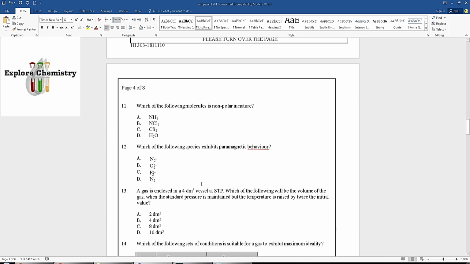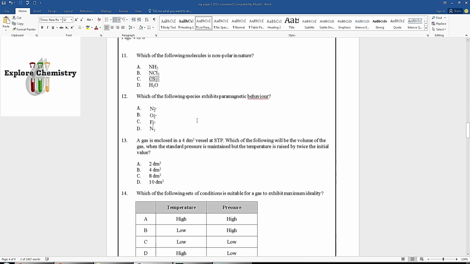Number 11, which of the following molecule is non-polar in nature? NH3 is having lone pair, so it is polar. Similarly, NCl3 also is polar. H2O is having 2 lone pair. CS2 is just like CO2, which is not having any lone pair. So this is non-polar compound because dipole moment value will be 0 over here.